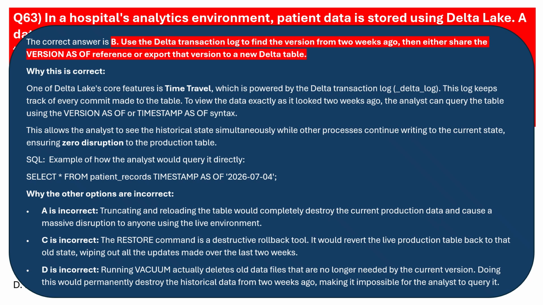Use the Delta transaction log to find the version from 2 weeks ago, then either share the version AS OF reference or export that version to a new Delta table.